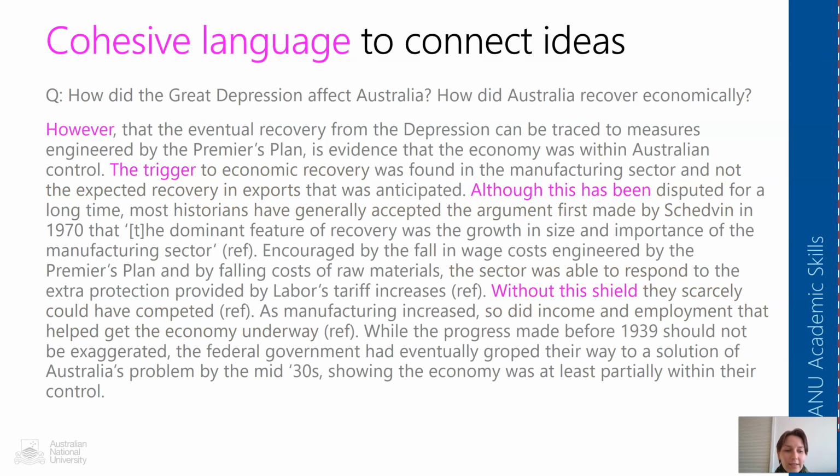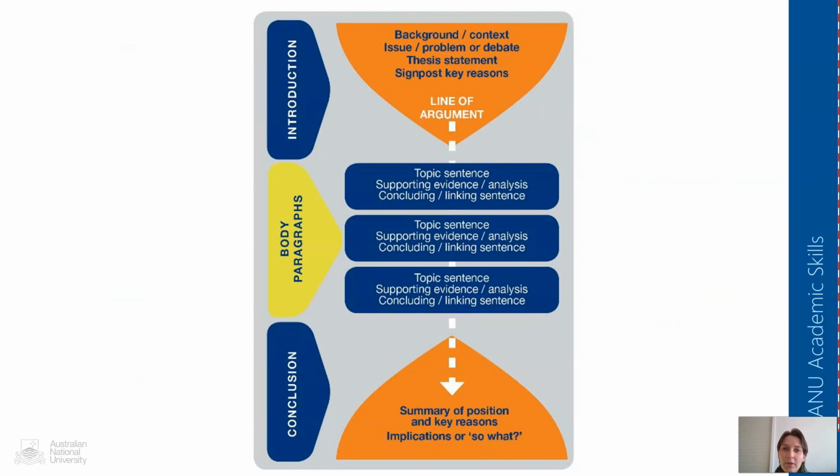They've also got cohesive language to connect the ideas. So things like, however, the trigger to economic recovery, although this has been, those linking words or that cohesive language helps to explain how the examples link to one another and how they help to drive the argument forward. So on the whole, paragraphs have to show your overall argument, and they contribute one by one to presenting the main ideas that help to support your argument.